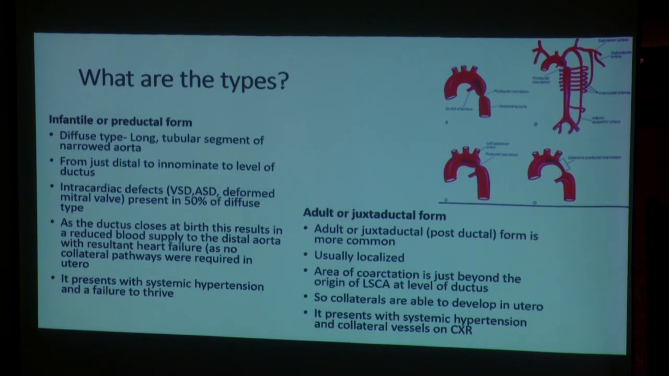Okay. Why don't you have collaterals in the preductal form? Yes, very good. The PDA takes care of the aortic supply, so there is no necessity for collateral formation in a preductal form. That's why the preductal ones present early with systemic hypertension or failure to thrive. Whereas the postductal ones have already established collaterals which help them survive or present till late childhood or adult age group.